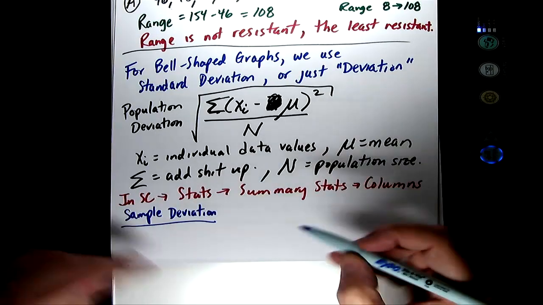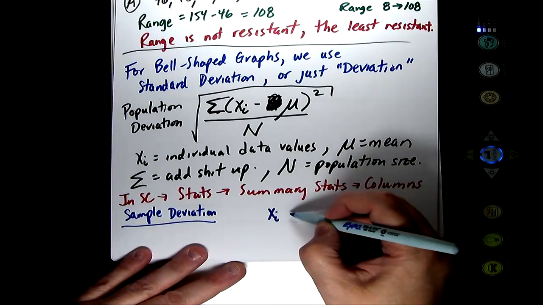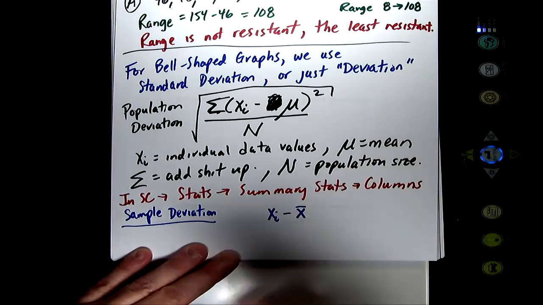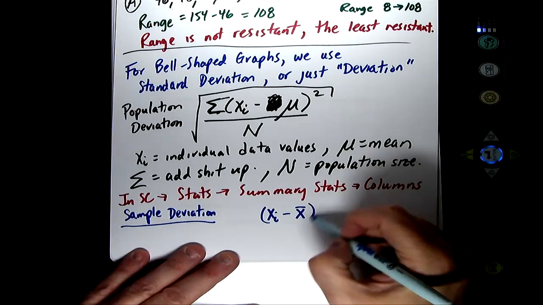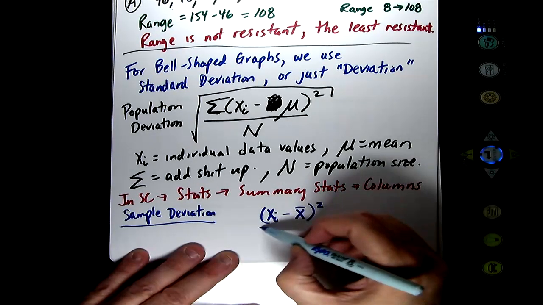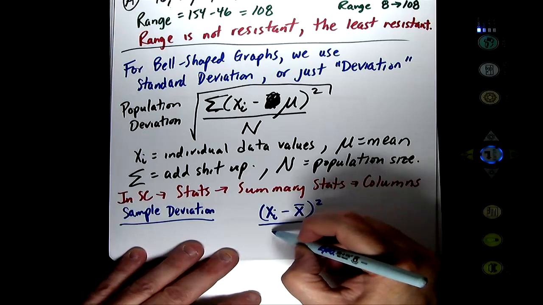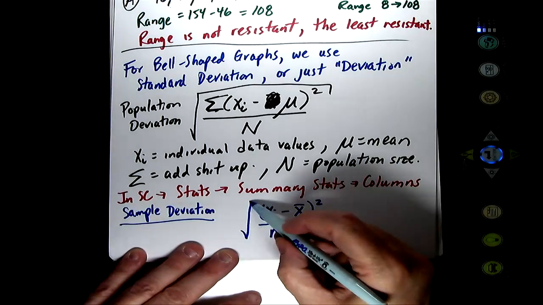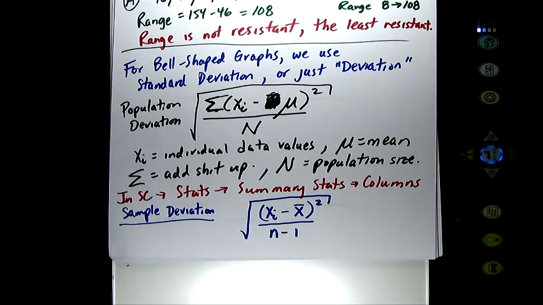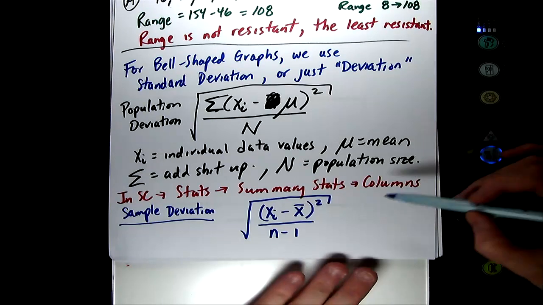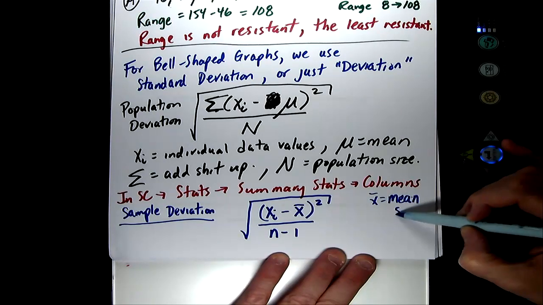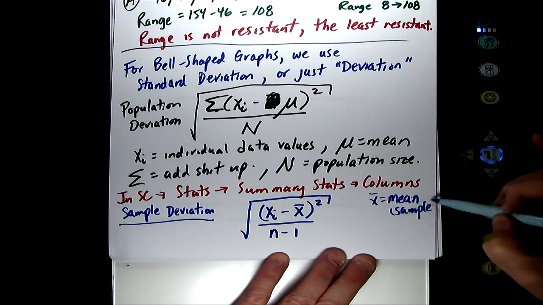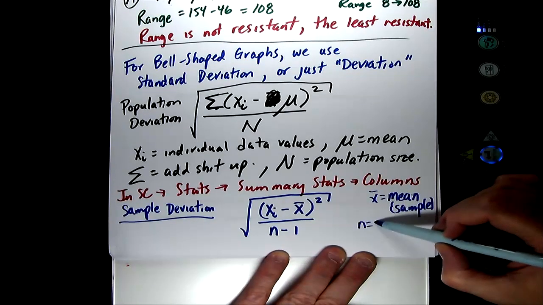But not a lot. We still have Xi. We are still subtracting the mean, but the mean for a sample is X bar, not mu. We're still going to square it. But instead of dividing by the sample size, we're going to divide by the sample size minus 1 before we take the square root. So X bar is the mean for the sample here. And little n is sample size.